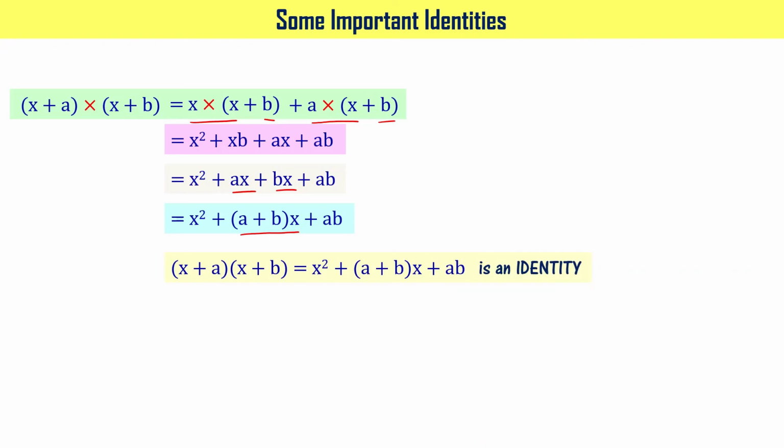This is also an identity. You can take any values for x, a and b and see whether the value of LHS is going to be equal to the value of RHS or not. It is going to be true for all the values of x, a and b. That is why it is called an identity. Please note this.